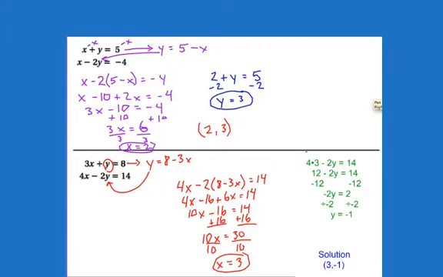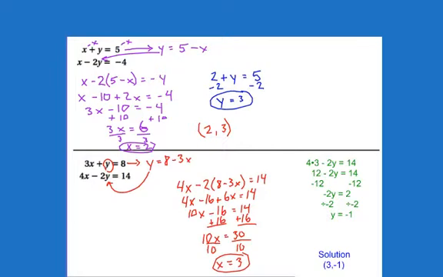So once you have your x value, x equals 3, all you have to do is plug it in. It doesn't matter which equation you plug it into. I plugged it into the second equation, and you'll notice here I did 4 times 3 minus 2y equals 14. I just multiplied, did the work on down. I ended up with negative 2y equals 2, and so y equals negative 1. So my final solution here is 3, negative 1.